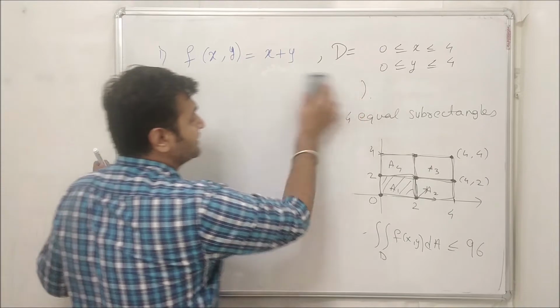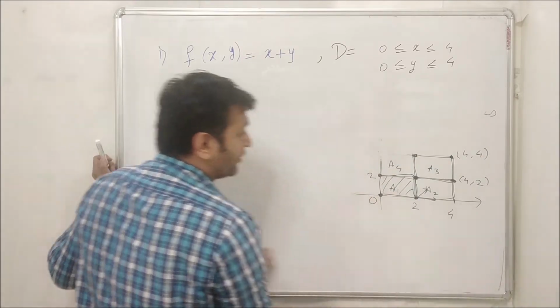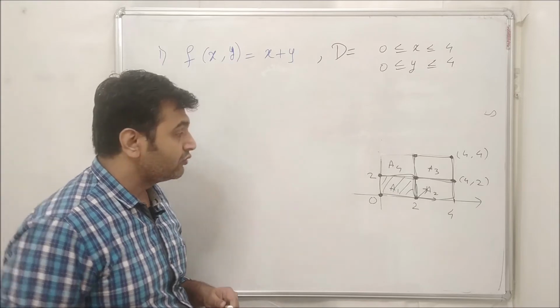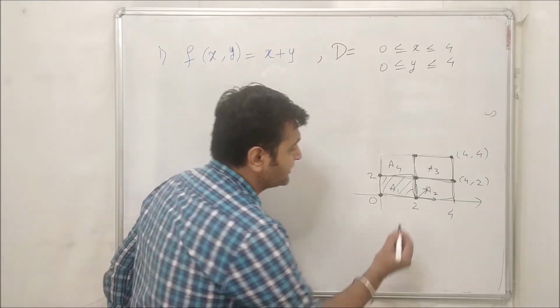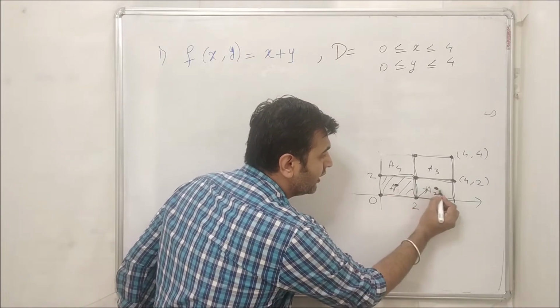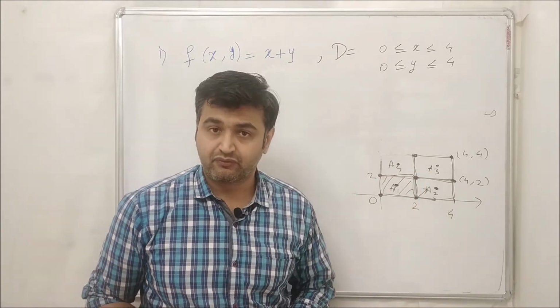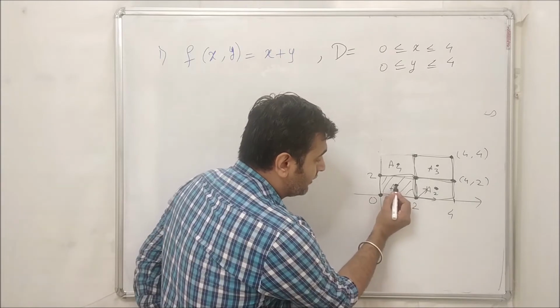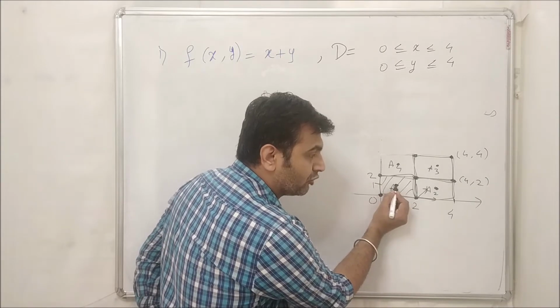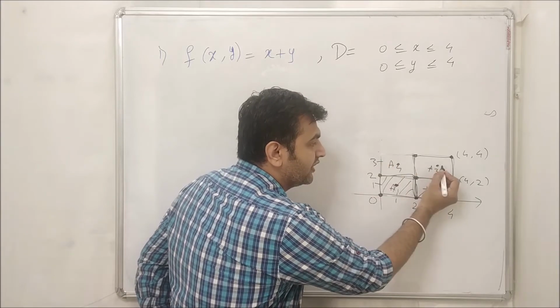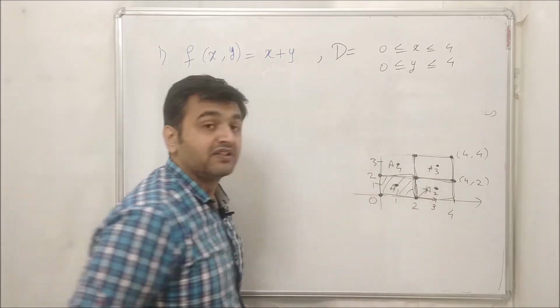So what they will do is, your professor will tell you to find the approximated value of the volume, taking the sample points as the midpoints. You take midpoints as the sample points and you find the approximated volume. So in this case, what will be the midpoint? Here it is 1, 1, so (1,1). Here it will be (3,1). Here it will be (3,3), and here it will be (1,3).